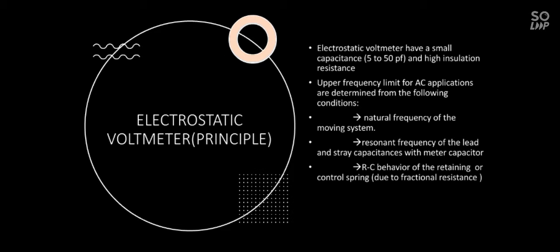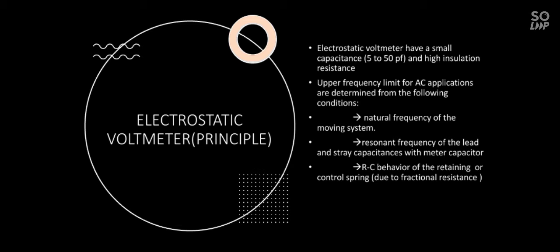That was the electrostatic voltmeter, and another topic was the electrostatic voltmeter principle. Electrostatic voltmeters have a small capacitance, 5 to 50 picofarads, and high insulation resistance. The value of the capacitor is very small, and the insulation resistance is high.